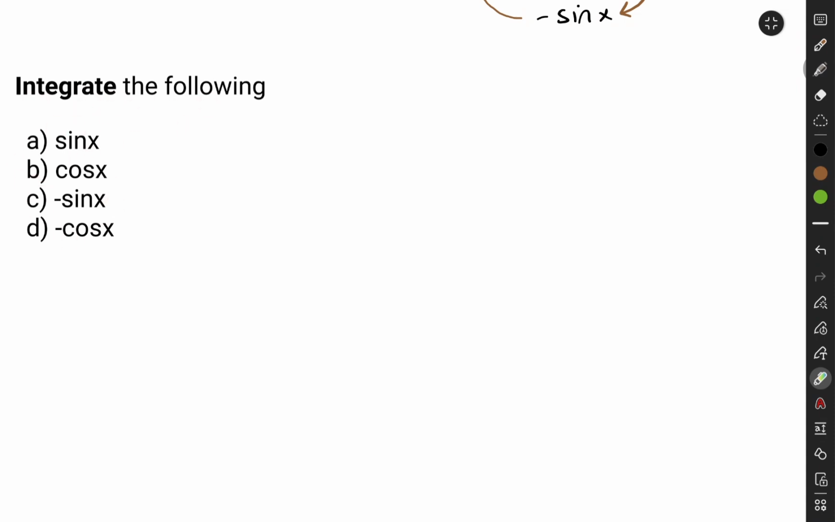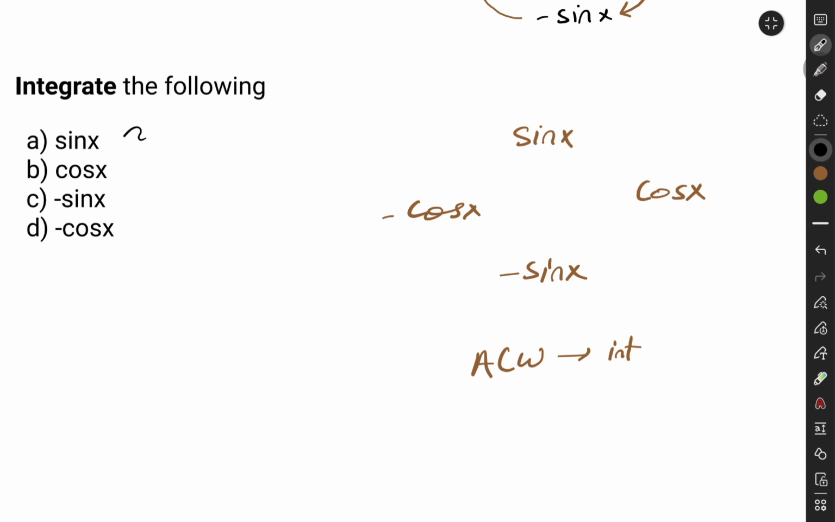So the last one is going to be the exercise on integrate the following. So we've got these four. Again, I'm going to do the same thing again. We're going to write sine x, minus sine x, cos x, and minus cos x. And this time it's going to be anti-clockwise. Integration, we won't be needing differentiation now. We've already done the exercise for that.